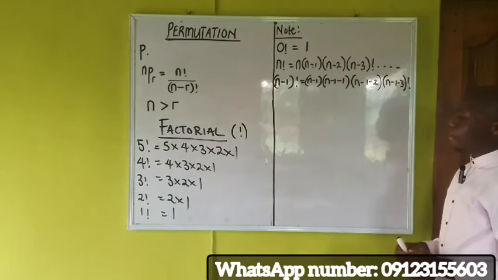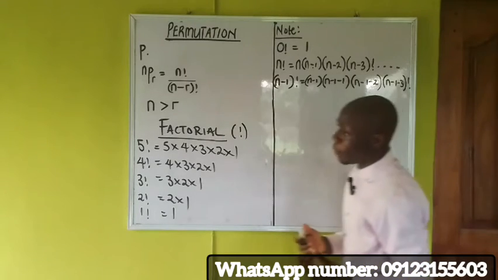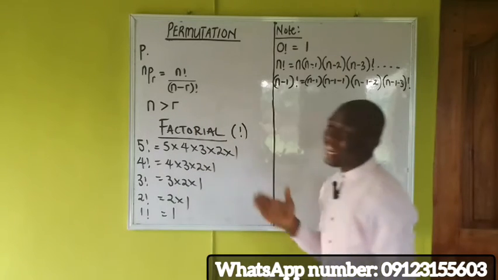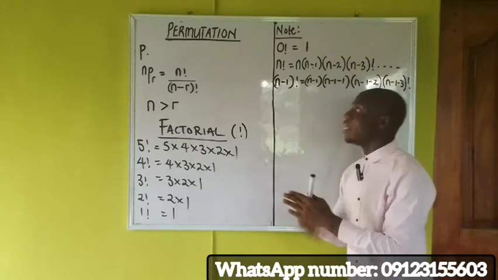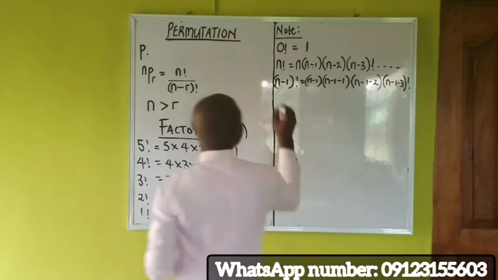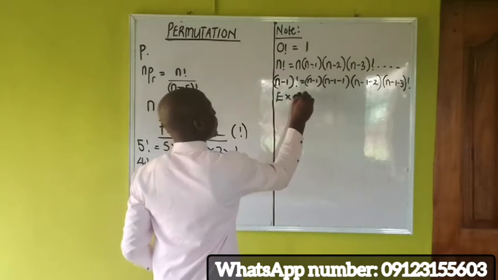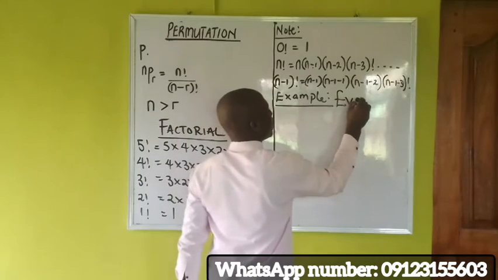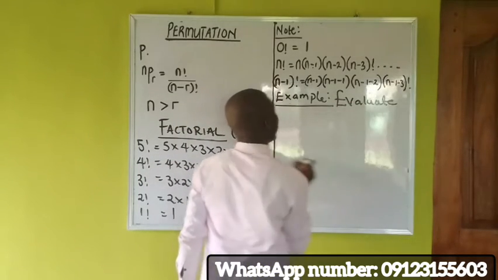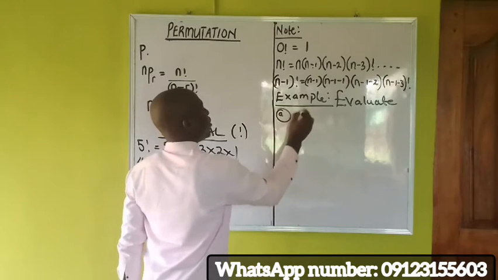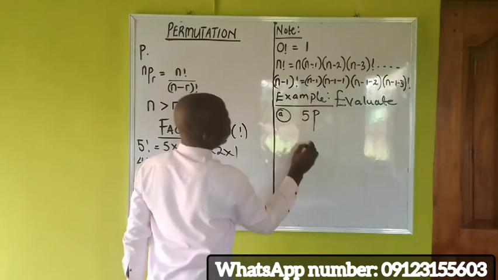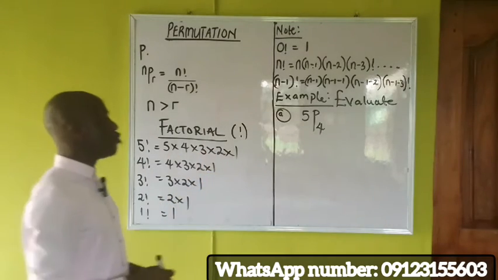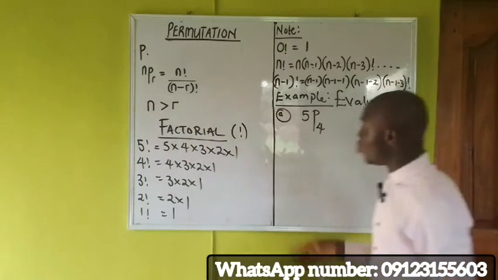Let's take an example and see how we can solve problems on permutation. Let's move on to permutation. Example. If you are told to evaluate 5 permutation 4, I have 5 permutation 4, and I'm told to evaluate this.